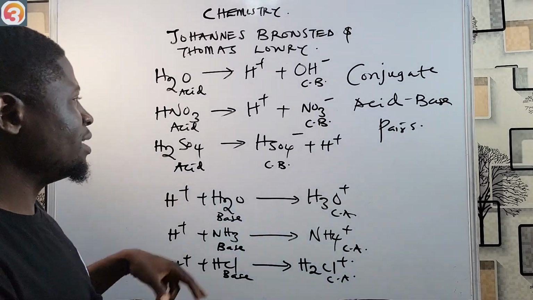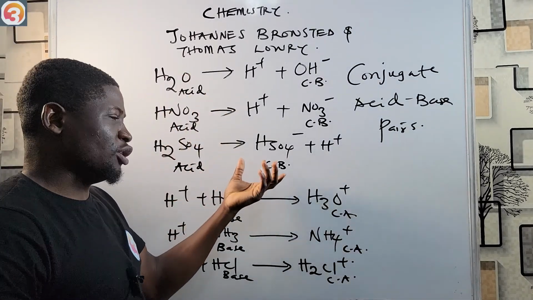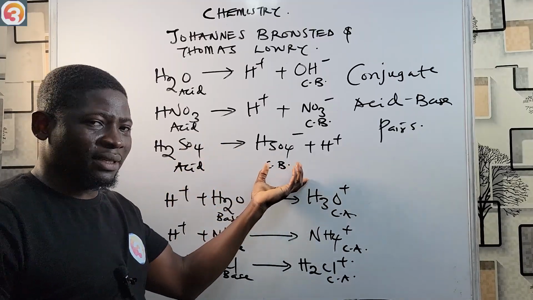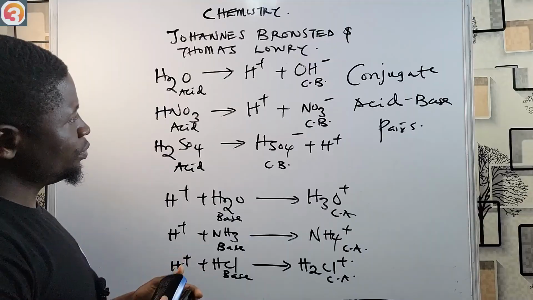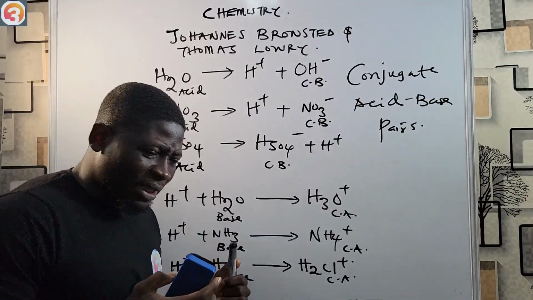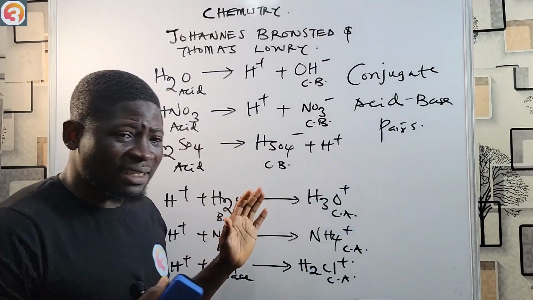This H2SO4. Why is it not SO4 2 minus? It's not SO4 2 minus because the difference between an acid and its conjugate base is just one proton.